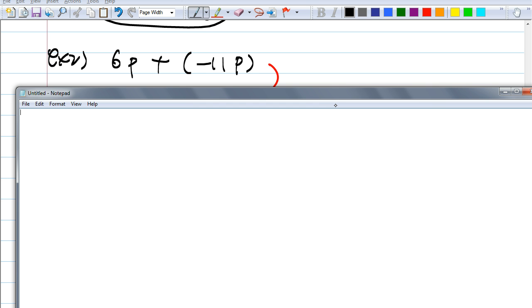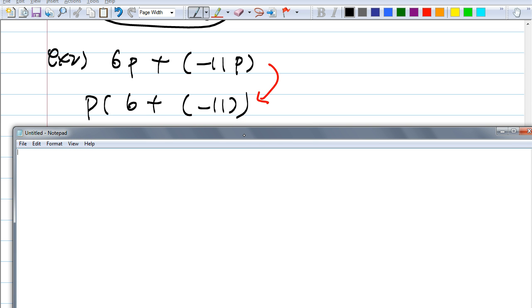Using the distributive property as we learned last time. Aiden, what do you think, sir? How can I use the distributive property to show that this actually becomes negative 5p? 6 plus negative 11 times p. That's exactly what I'm looking for. Does that make sense? I wrote p first. Is that okay? And then, of course, 6 plus negative 11 gives you negative 5.